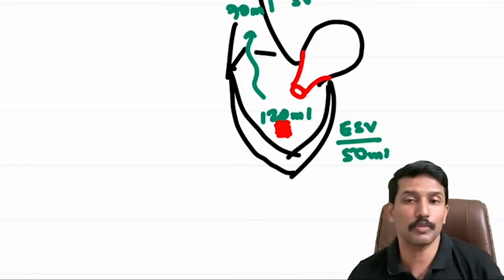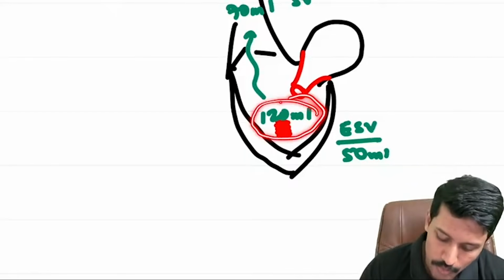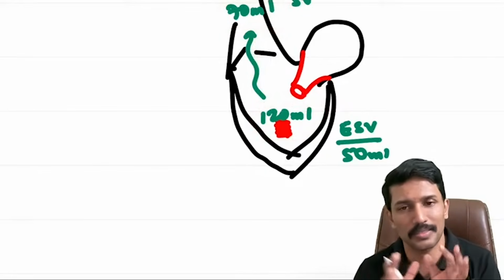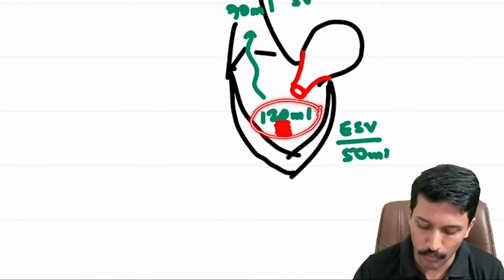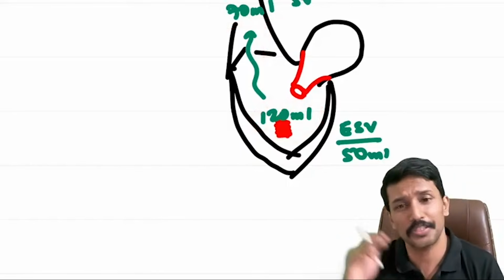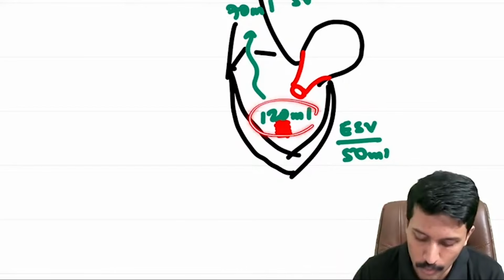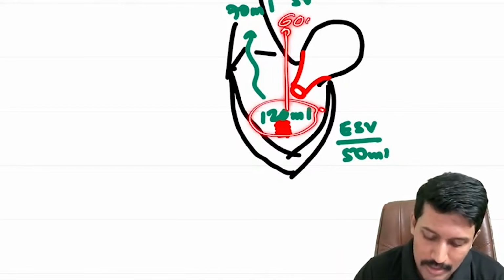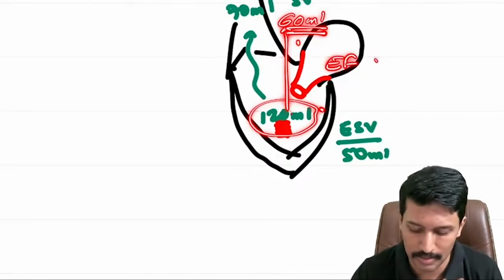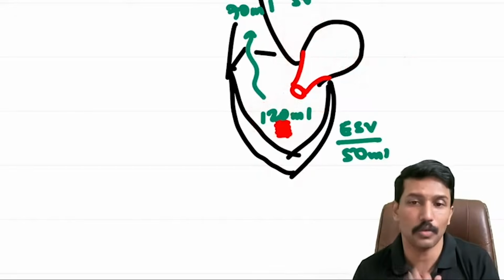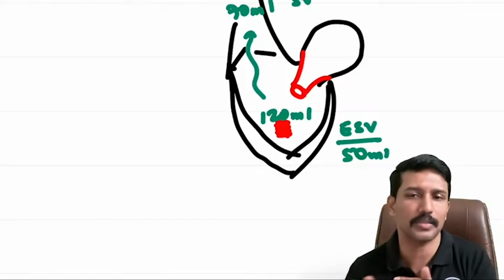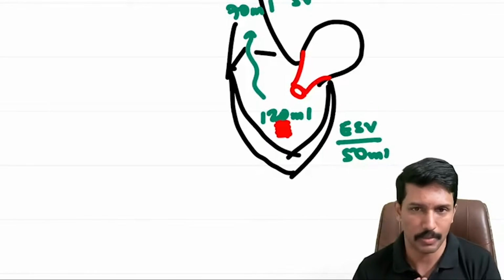Now if I express it in terms of percentage, how much percentage of end diastolic volume got ejected as stroke volume? We call that as ejection fraction. So ejection fraction is nothing but the percentage of end diastolic volume ejected as stroke volume. If I eject 50% of end diastolic volume as stroke volume, then ejection fraction is 50%. So in that case, 120 ml was my end diastolic volume. I ejected 60 ml as stroke volume. How much percentage I ejected? Half, 50%. Then my ejection fraction is 50%, right? So this is the concept of ejection fraction. Percentage of end diastolic volume ejected as stroke volume is called as ejection fraction. Normally it is 60 to 70%.